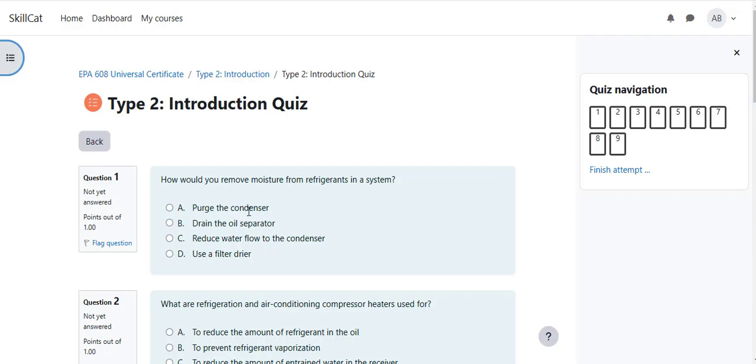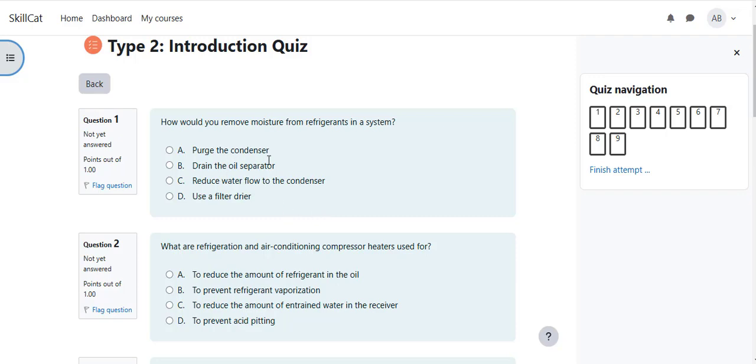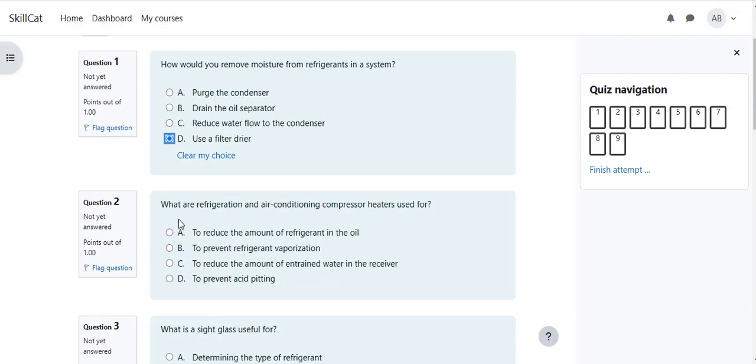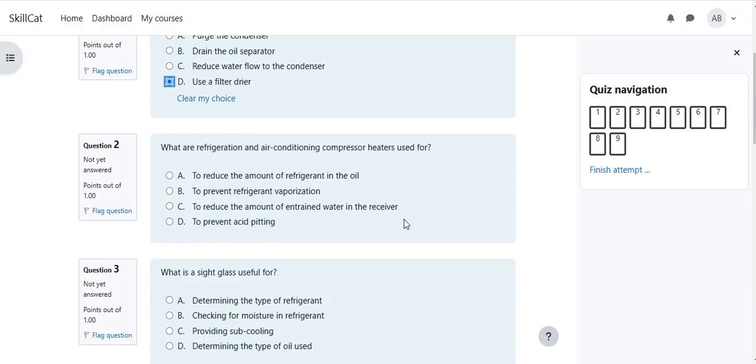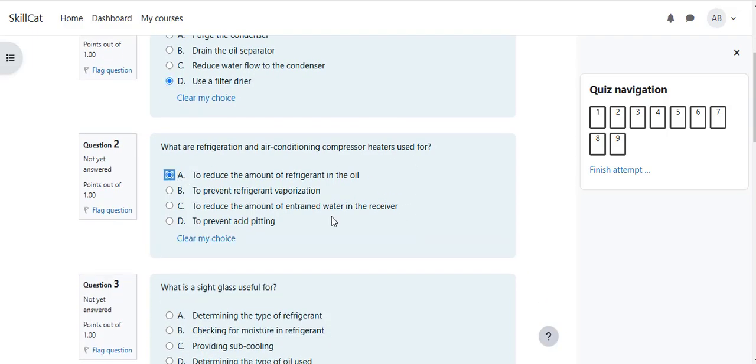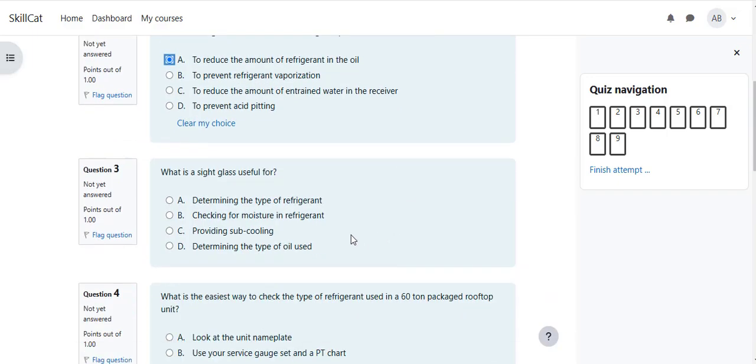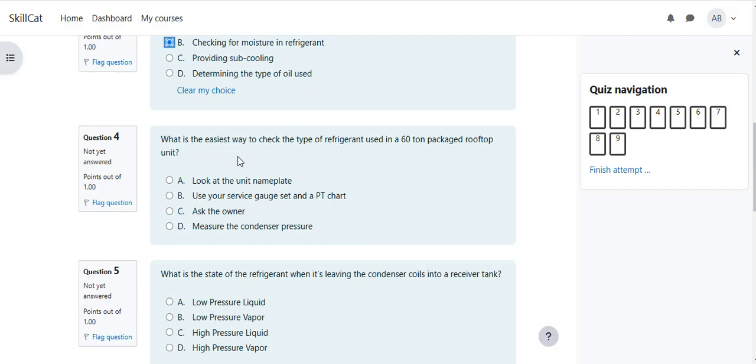Let's check. How would you remove moisture from refrigerants in a system? Purge the condenser, drain the oil, reduce water flow, use filter dryer. What are refrigerant and air conditioning compressor heaters used for? To reduce the amount of refrigerant in oil. What is the sight glass useful for? Determine the type of refrigerant, checking the moisture and refrigerant. What is the easiest way to check the type of refrigerant used in the 60-ton package rooftop unit?